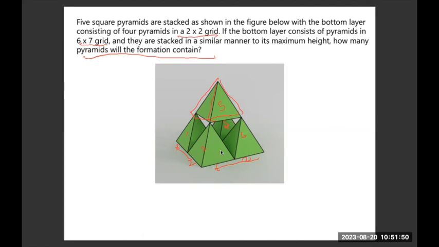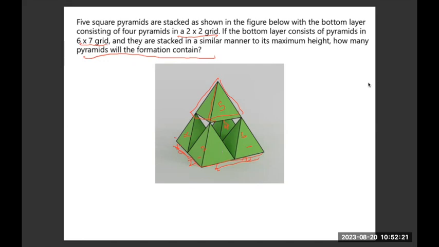It's given this is 5 pyramids and then this is a 2 by 2 grid. 2 by 2 means 1 pyramid and 2 pyramids, that's why a grid of 2 pyramids and 2 pyramids is given. Okay. So in this case, you have to find how many pyramids will be formed in a 6 by 7 grid. When this 2 by 2 grid becomes a 6 by 7 grid, how many pyramids will be formed in this?